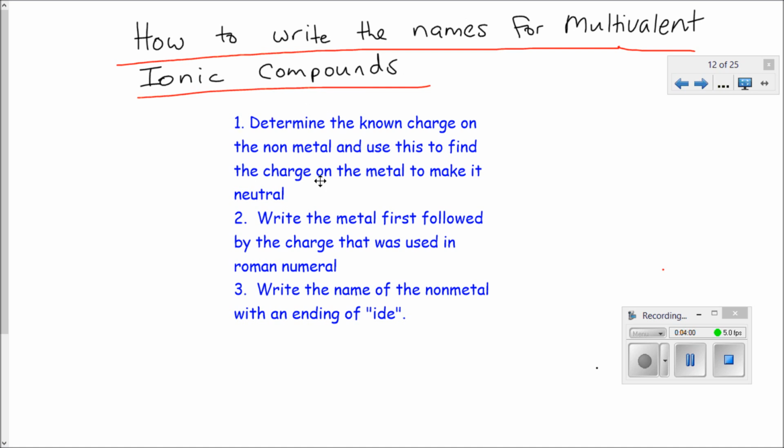So what it says we're supposed to do here is to determine the known charge on the nonmetal and use this to find the charge on the metal to make it neutral. Write the metal first, followed by the charge that was used in the Roman numeral. Write the name of the nonmetal second with the ending of "ide." So let's give an example of this to see if it makes sense.